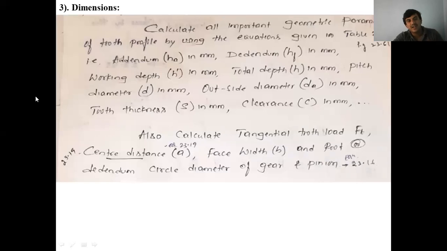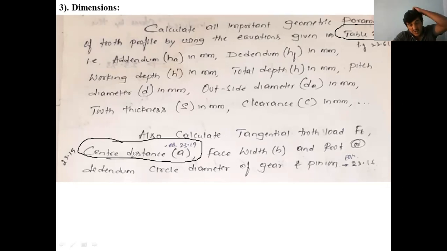Third step, then we take the dimensions. Once you know the module, displacement velocity, kV value, tangential tooth load, all these things, then you determine the dimensions. How do you determine the dimensions of the gear, for both gear and pinion, by referring to table 23.1. In that you can see the addendum, dedendum, working depth, total depth. This mainly depends upon the pressure angle and the module. Clear? And also calculate the center distance by referring to equation 23.19. Okay, these things you have to calculate. This is the third step, determine the dimensions.